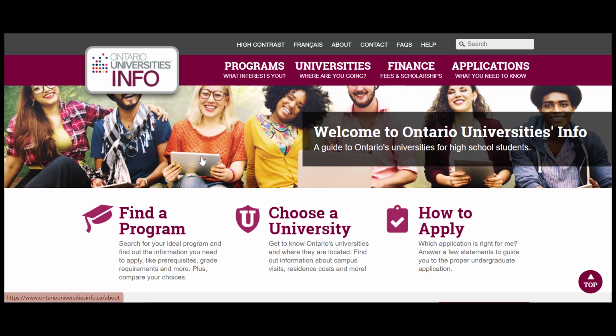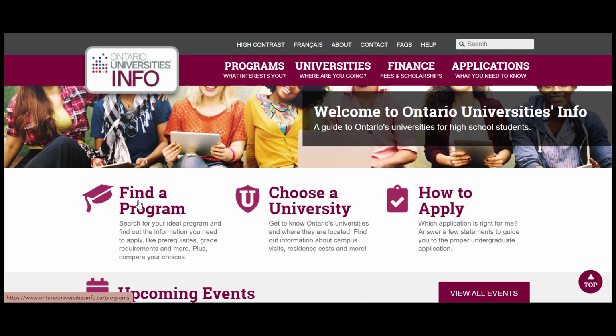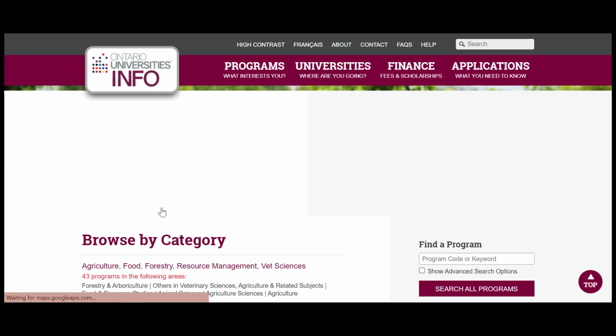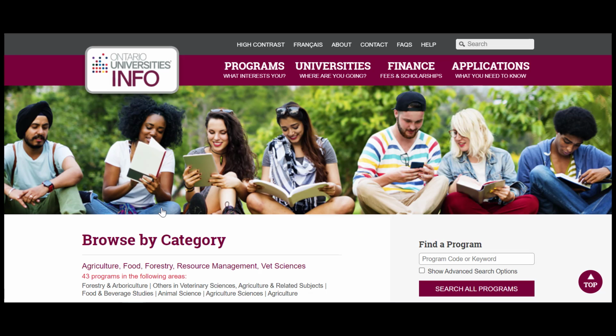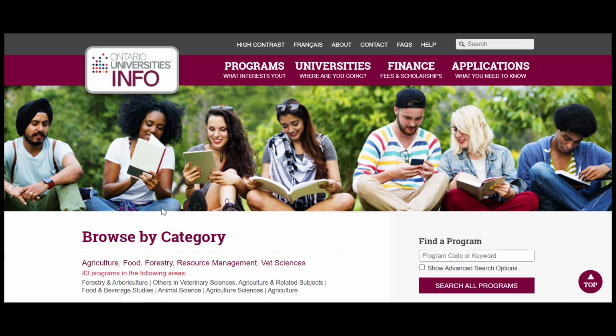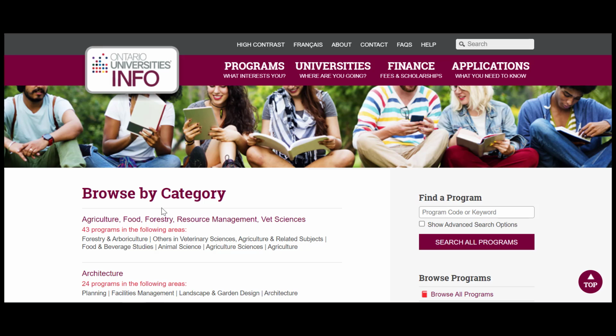From this homepage, you can see there's a Find a Program feature, or you can search by university. So if you want to go to Western University, for example, you can click here, choose Western University, and then just search for programs connected to Western. However, today we're going to take a look at the Find a Program feature because today we're going to talk about how you can learn more about the different programs that are available at university and get a really broad sense of how you would use this tool as a search engine.